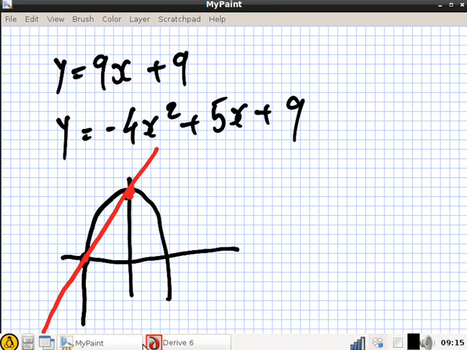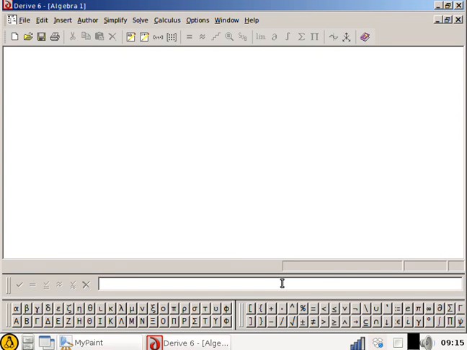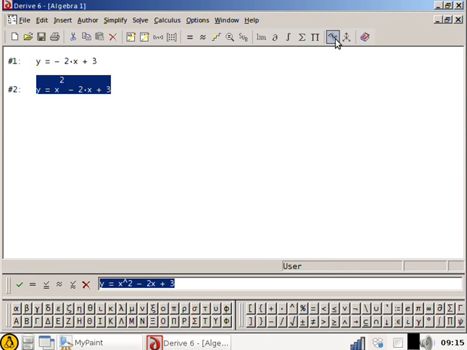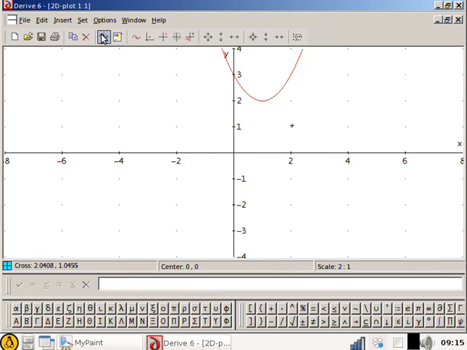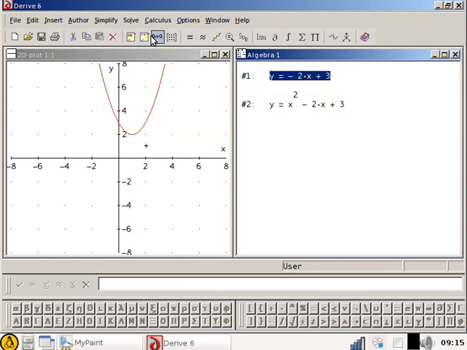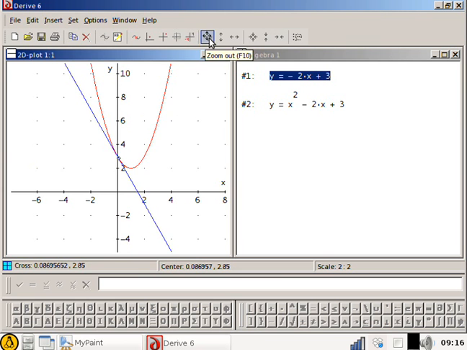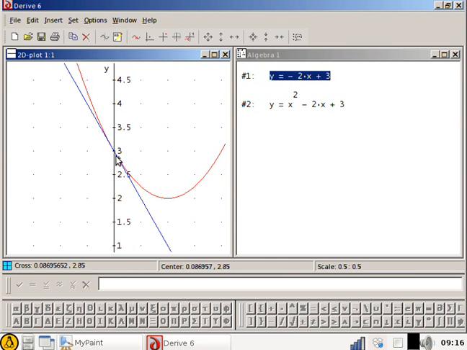Now if we skip down to D, and I'll just get the program here to graph it, we have y equals minus 2x plus 3, and then y equals x squared minus 2x plus 3. Okay, so let me graph that. There. Now, this one here actually only meets it once. So if I was to zoom in here, it only meets it once.